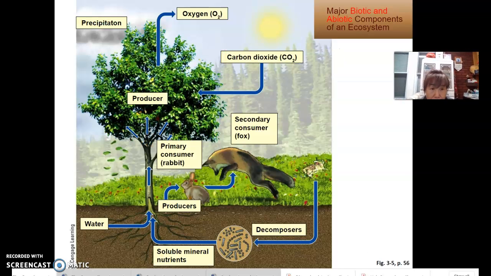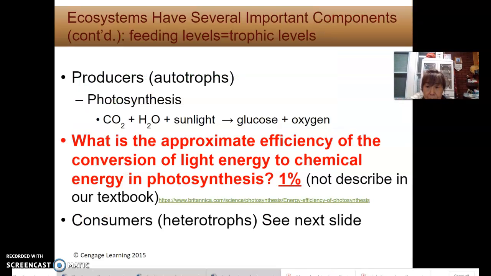So this is a diagram that shows you the components of an ecosystem. You need to be familiar with the terms biotic and abiotic components, okay? And then first look at the feeding level. Feeding level is also called trophic levels. So when you see those words in a multiple choice question, you would understand what trophic levels mean.